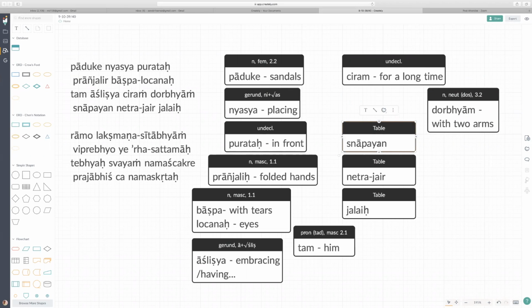Snapayan. Okay. Gerund. It's not exactly gerund. It's what we call present participle. Yeah, present participle. In other words, it's a description. It's adjective. It's kind of an active adjective. Somebody is described by means of activity that they do. So the verb. Can you guess the verb?